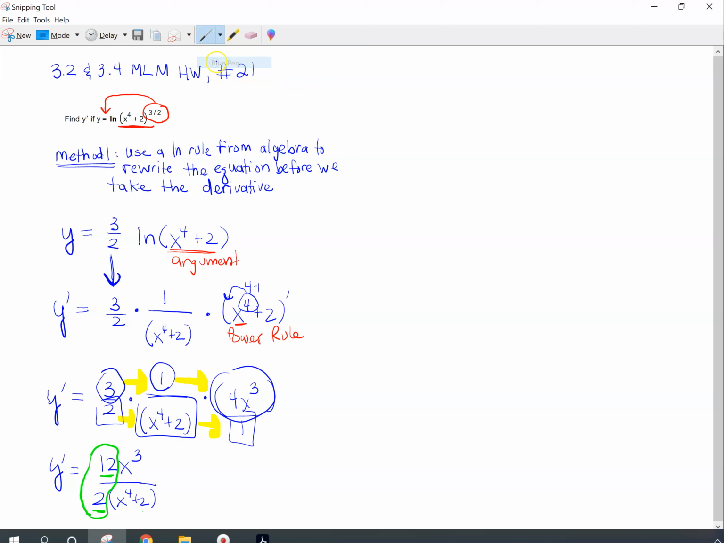So that'll simplify. We're going to end up getting that y prime is going to be 12 divided by 2 is 6, so that'd be 6x cubed over my quartic binomial down there. Okay, so that's my derivative. That was using method 1. So again, method 1, I used a log rule from algebra to rewrite the equation, and then I applied the calculus. Okay, but what if I didn't know that log rule? What if I wanted to work with the equation as is? So that's what method 2 is.